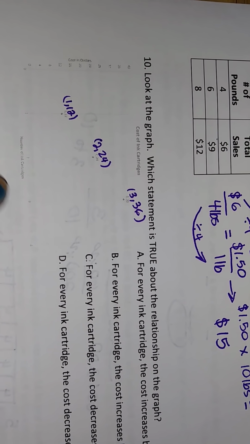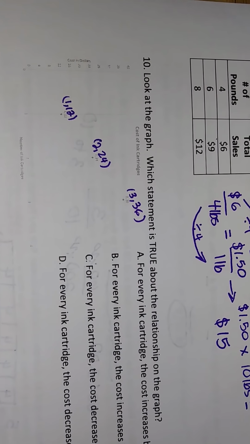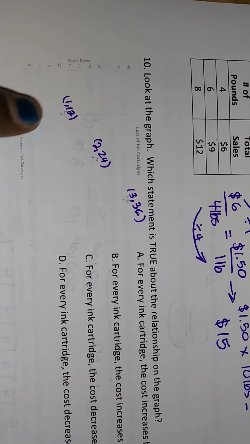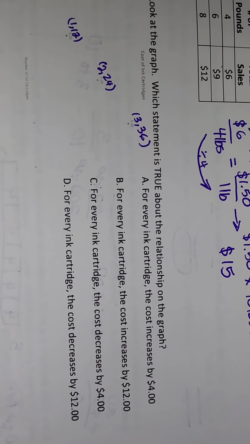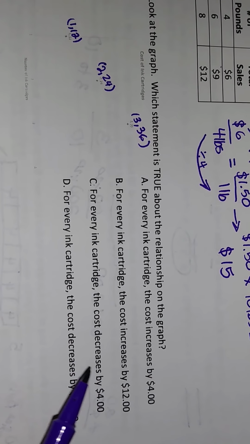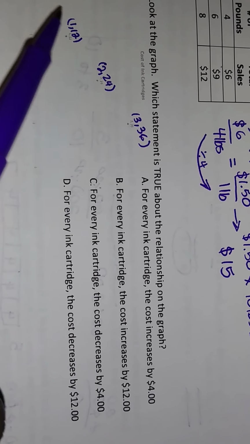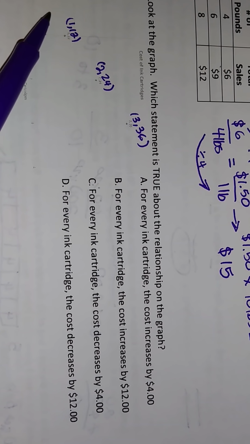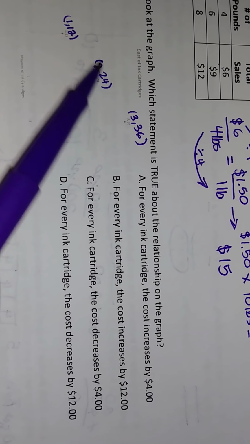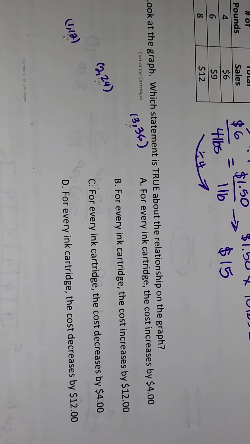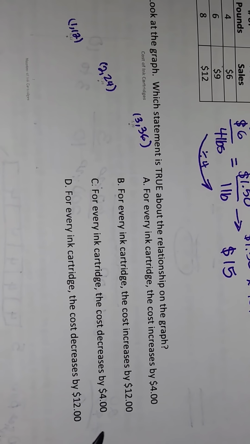So we see the number of ink cartridges, if you buy 1, 2, or 3, and we see the price. So if you buy 1, it costs $12, 2, $24, 3, $36. So it's asking us to look at that and compare the relationship. It says for every ink cartridge, the cost increases by $4. Let's see, do they increase by $4? $12 going up to $24. That's not $4. What is that? That's $12. So for every ink cartridge, the cost increases by $12 is what I'm thinking it is.